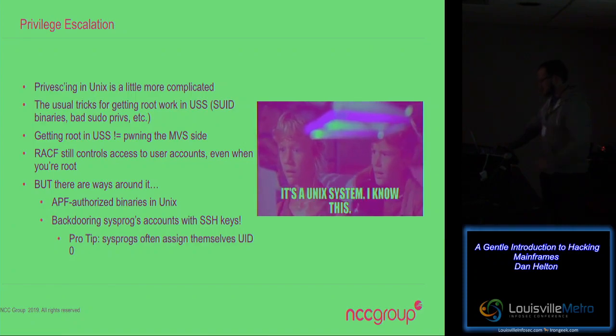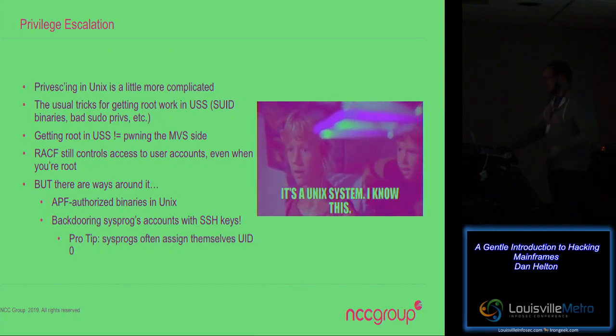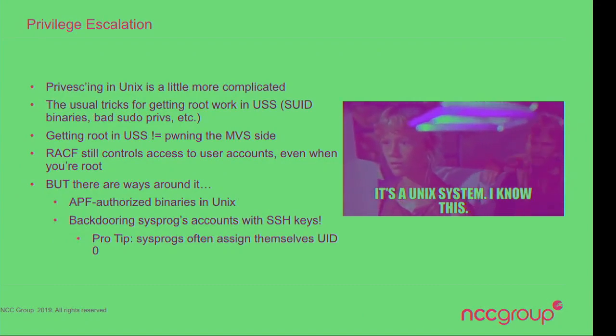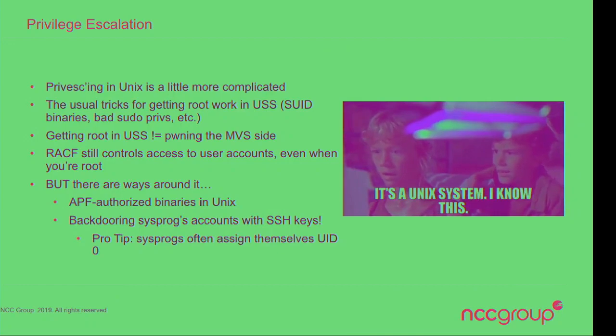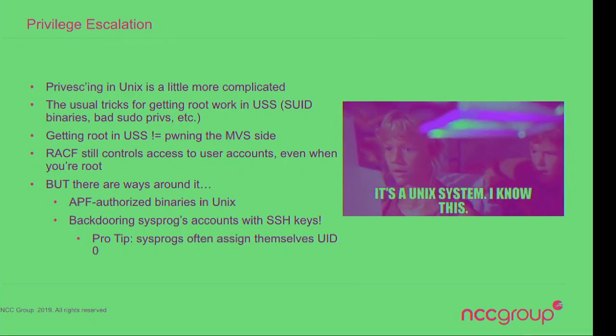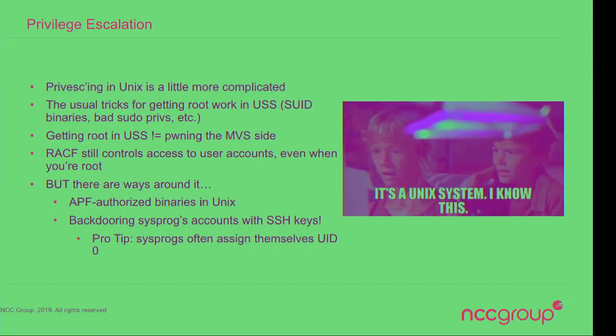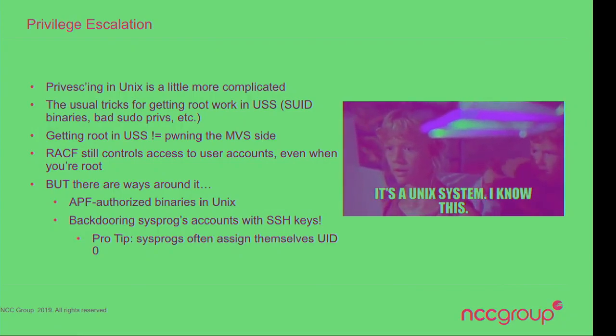Now, privilege escalation on Unix is a little more complicated, because the usual tricks for root all work here. All the stuff you've done before to get root on Linux and Unix works. Abusing set UIDs, if they have bad sudo permissions, things like that. But the problem is that owning USS does not mean you own MVS. If you're root on the Unix side, you're the king there, but you still don't have permissions on the MVS side. You're still screwed on that one. RACF still controls all the user accounts even when you're root. So yeah, you can pop root on USS, but that doesn't give you special permissions or anything over on the MVS side. You'll have to find other ways to get it, which I'll show you one. There are other ways around that.